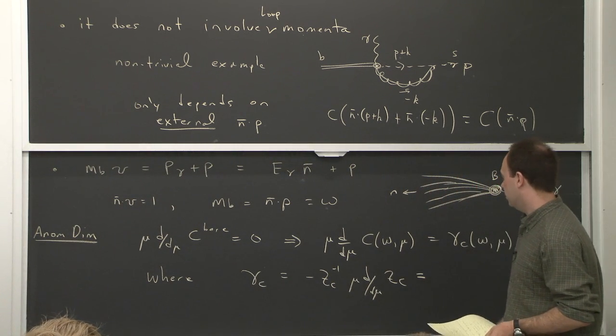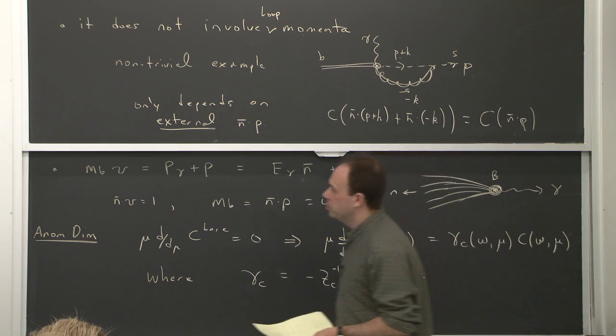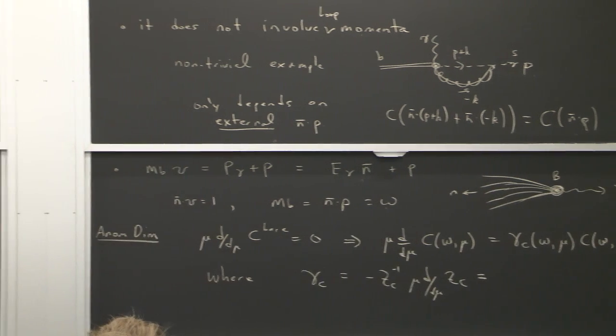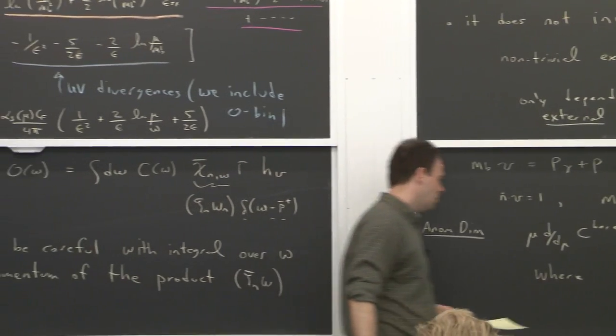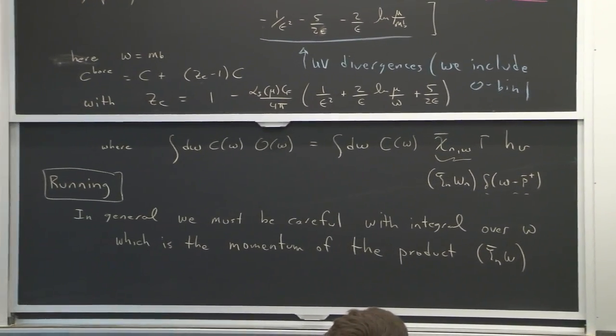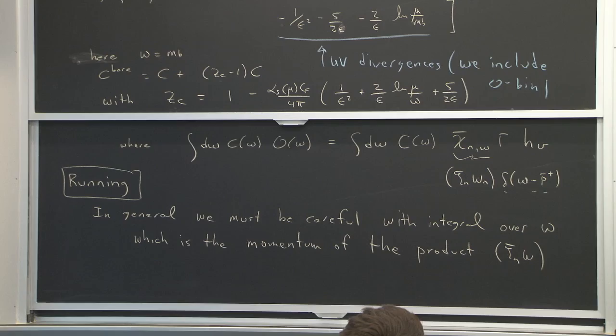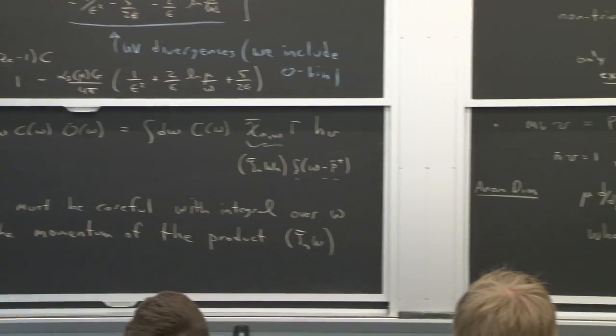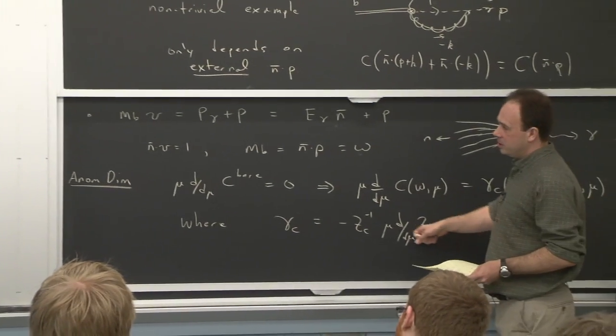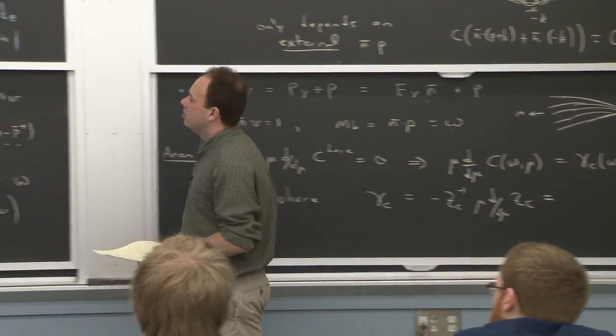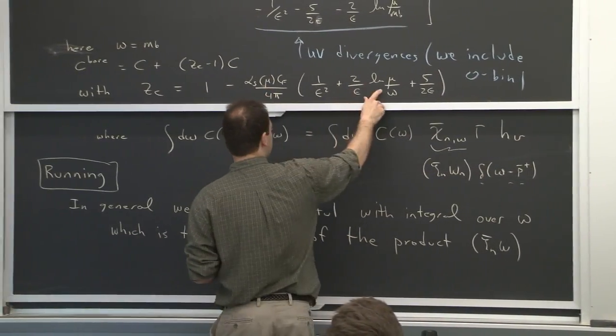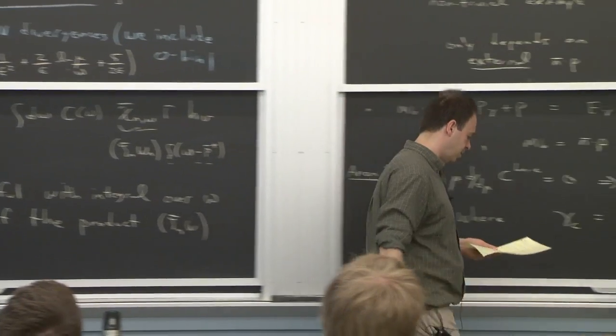So this is an all orders formula. If we plug in our one loop result here, then if we work order by order in alpha, on the left-hand side, we can just take the 1 in the Z_C inverse here. And the Z_C, when we take mu d by d mu, there's mu in the alpha_s, and there's mu in this log. And we're going to have to differentiate both of those.